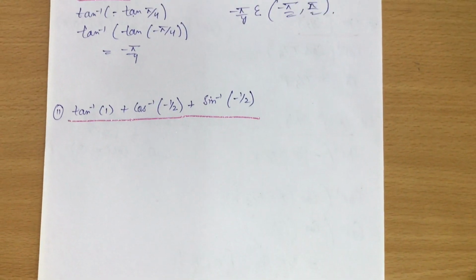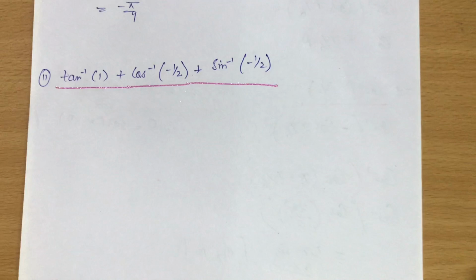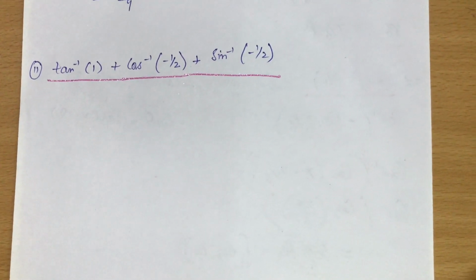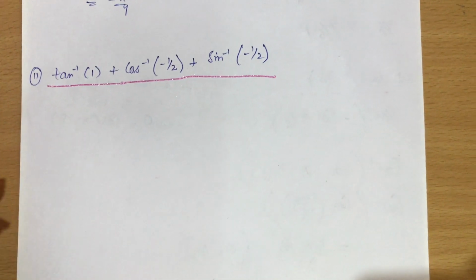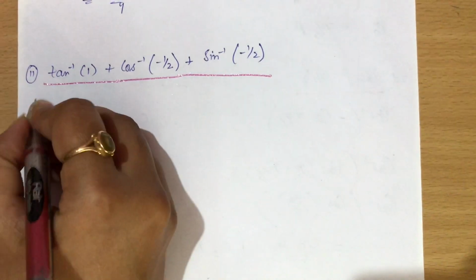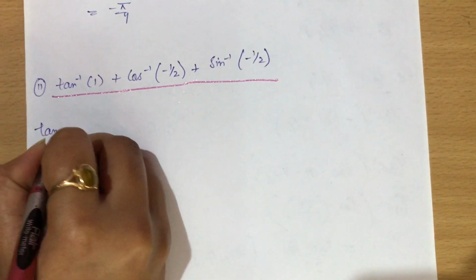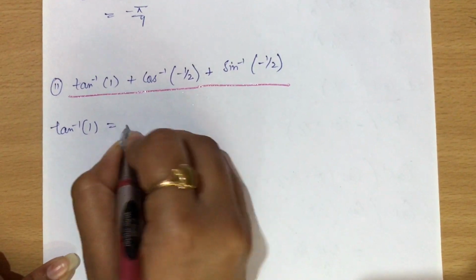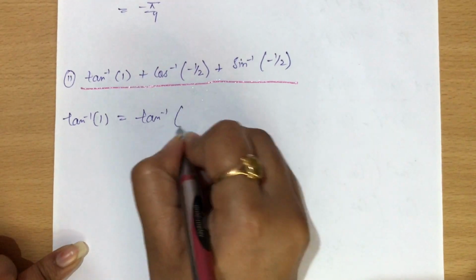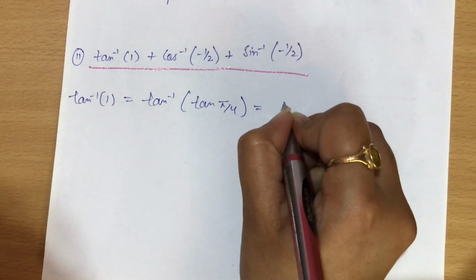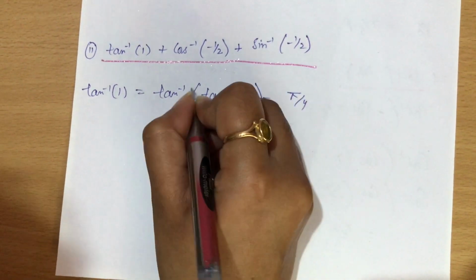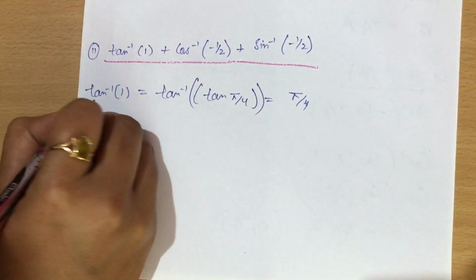So next, question number 11 is tan inverse of 1 plus cos inverse of minus 1 by 2 plus sine inverse of minus 1 by 2. So you can solve this one by one. What is tan inverse of 1? Students, you know that 1 in terms of tan is tan pi by 4, and this will equal pi by 4. Why? Because pi by 4 lies in the principal range of this.